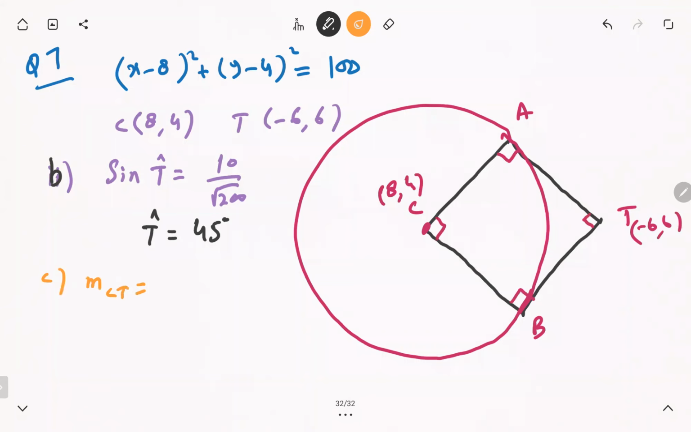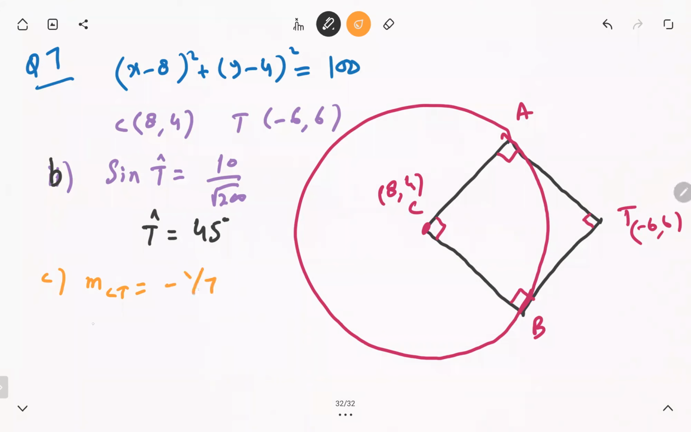Sir, I got disconnected, so please rejoin then. So what's the gradient of CT? Is that -1/7? Okay, thank you.